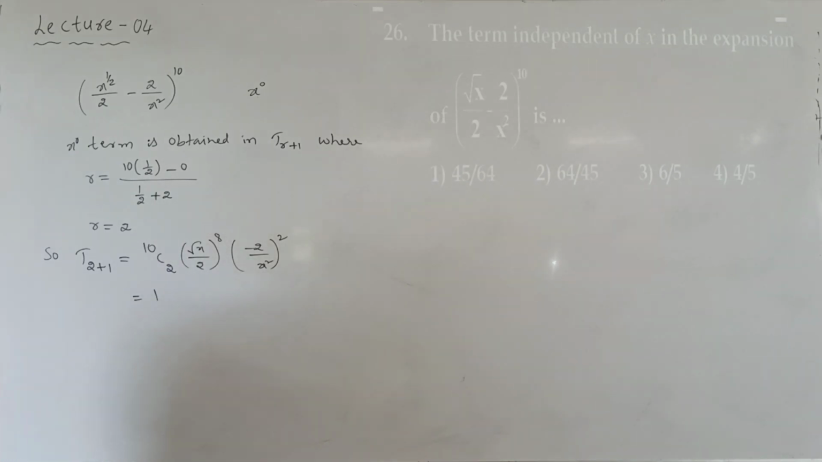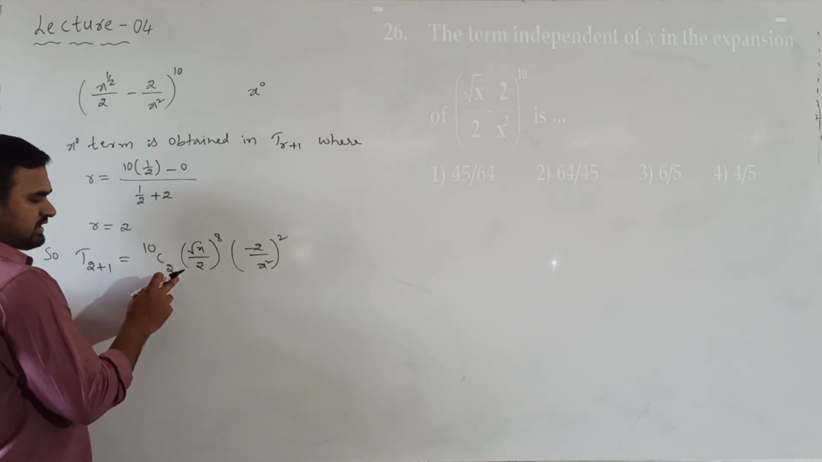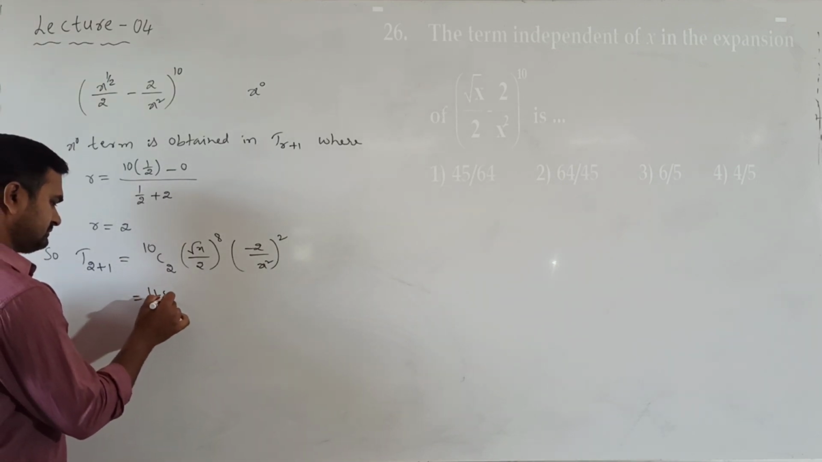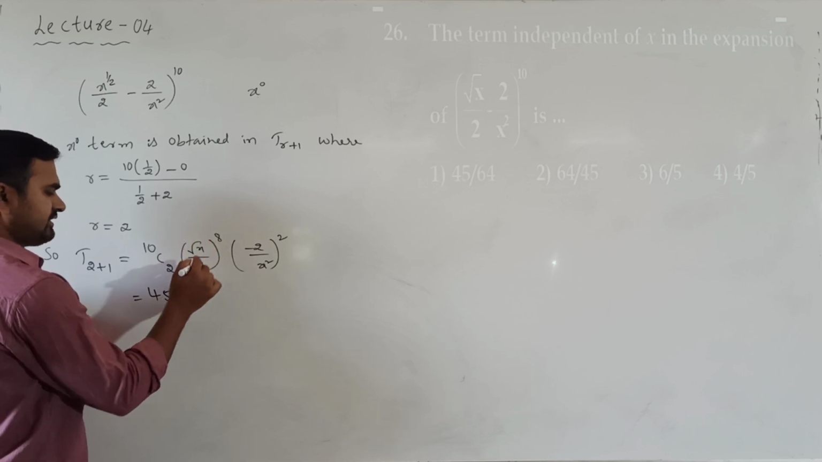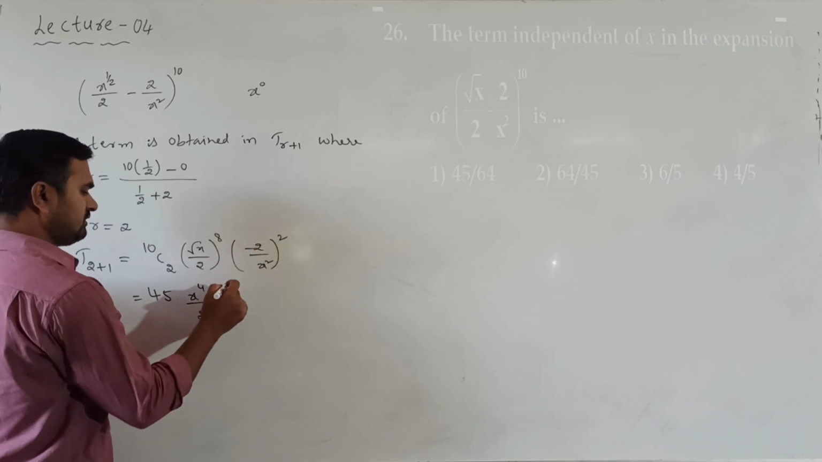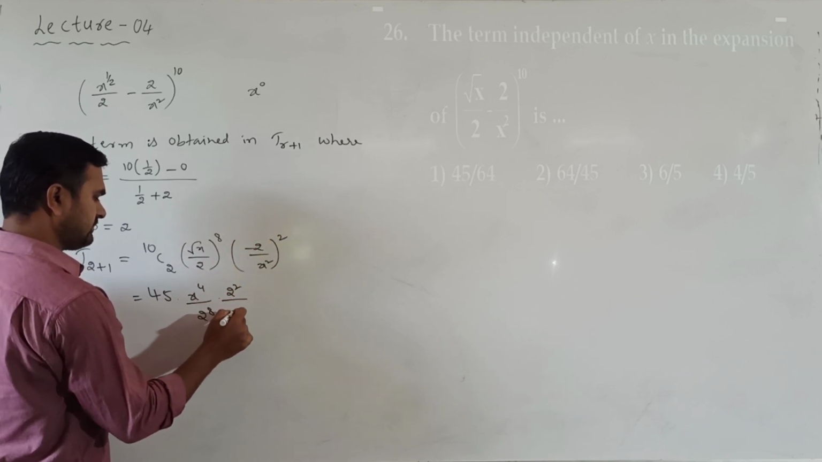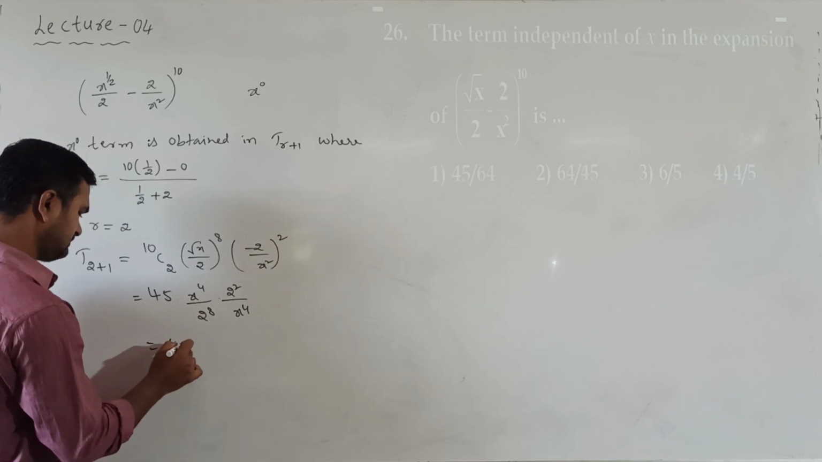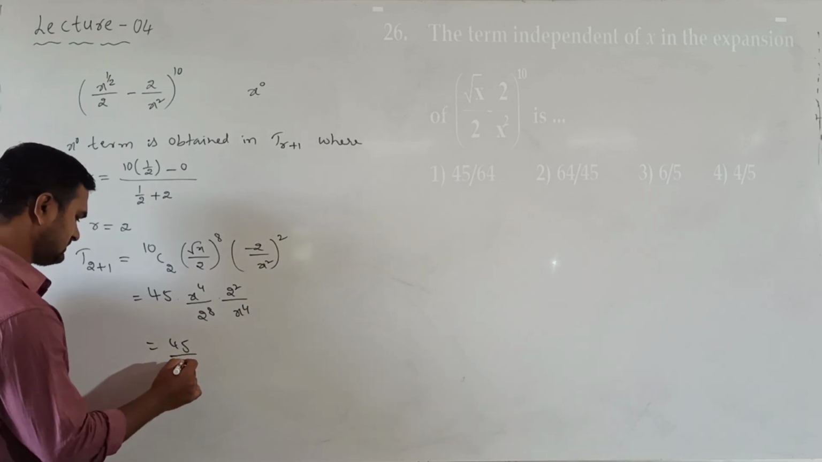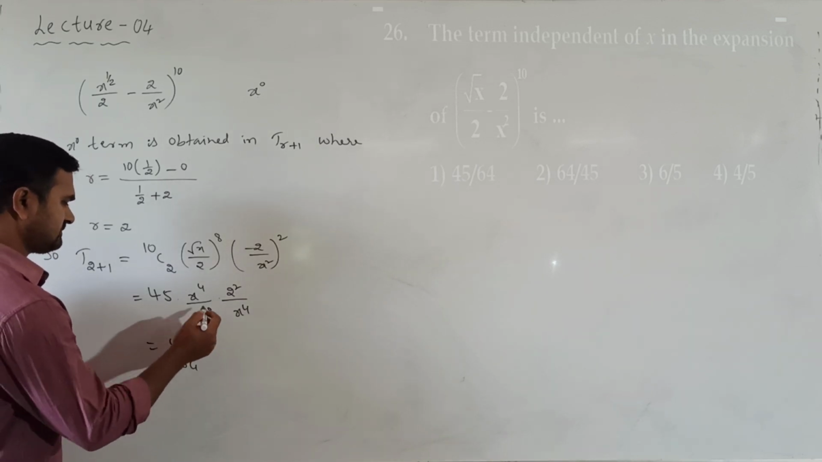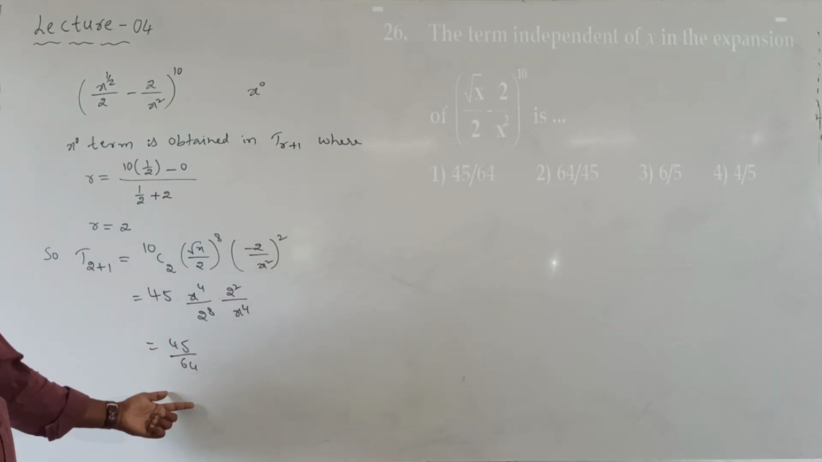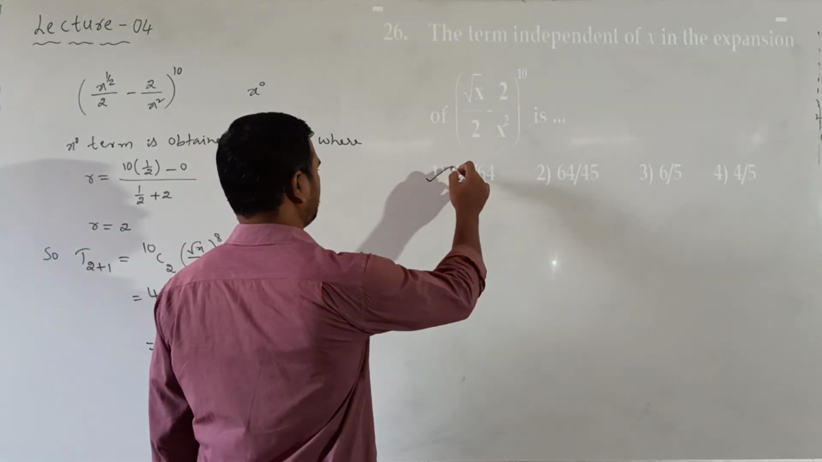So 10c2 is 10 into 9 by 2, which is 45. Root x power 8 means x power 4, divided by 2 power 8, and 2 power 2 divided by x power 4. So 45 into 2 power 6, which is 64, and x power 4 will cancel. So the required term is 45 by 64. First option.